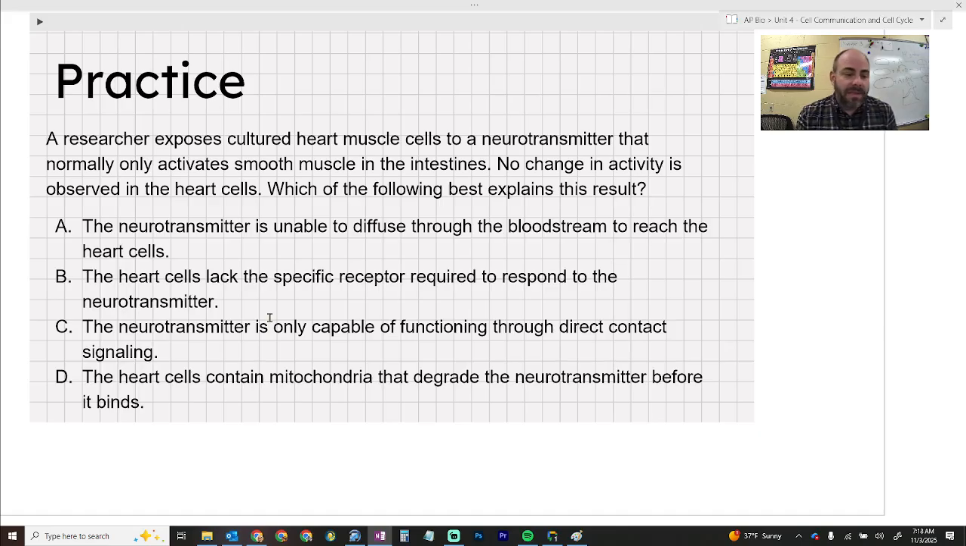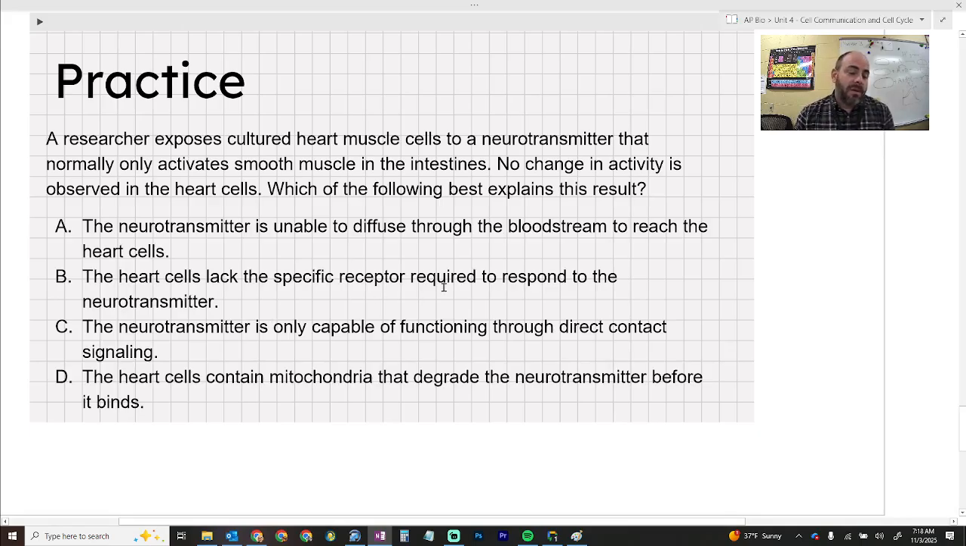Let's go find that among A, B, C, D. A, the neurotransmitter is unable to diffuse through. No indicator that would be the case, right? B, the heart cell lacks a specific receptor required to respond to the neurotransmitter. This makes me think of substrate and enzyme, right? It's the same kind of idea. B is going to be the correct answer. We don't even have to look at C and D, but we can.